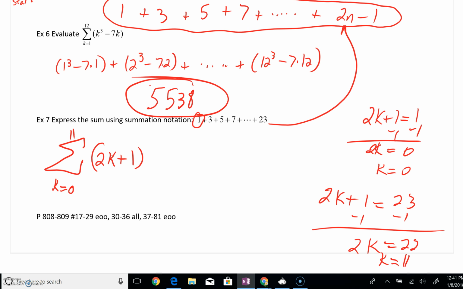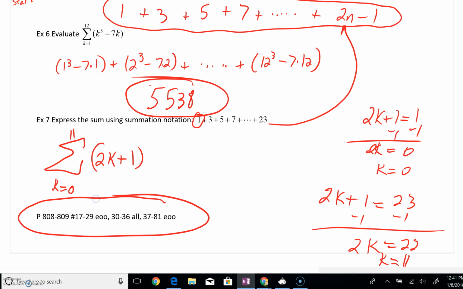So that's it for this section. Our homework is EOO, of course, stands for every other odd. Some of the problems will be nothing more than using a calculator. Very much the problems that you've seen in the notes are reflected in this assignment. Best of luck to you.